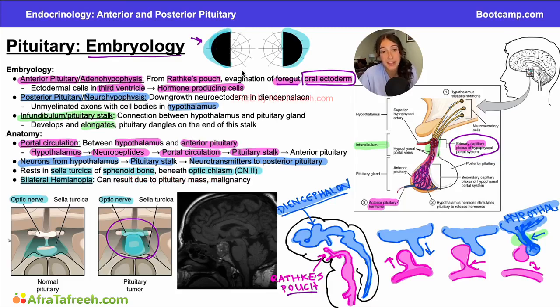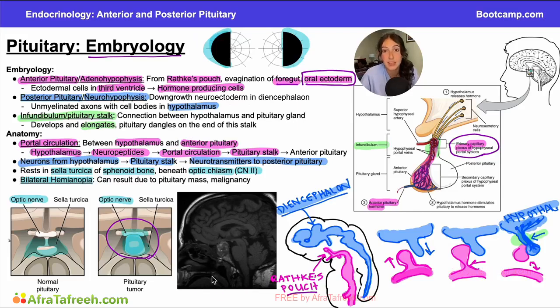Okay, but how would they ask you about this on a board style question? Well, one way they might ask you about this is they might say something like, a patient presents with amenorrhea, galactorrhea, and bilateral hemianopia. You get a head CT, which is shown on your slide right here. What is the embryological origin of the cells most likely responsible for this patient's pathology?